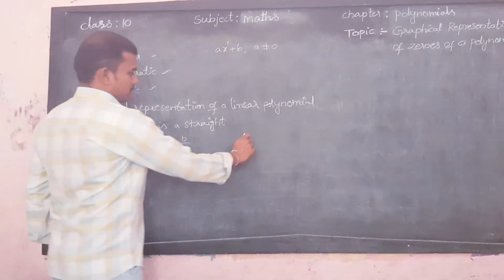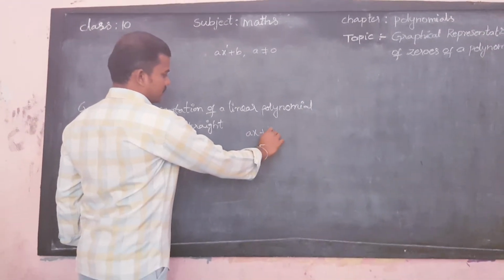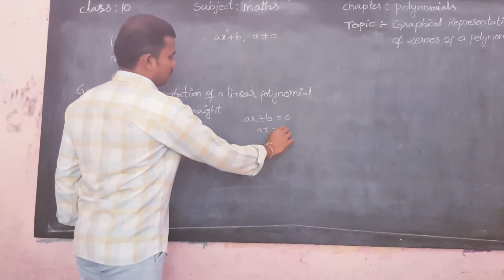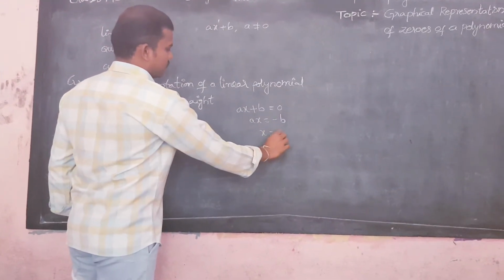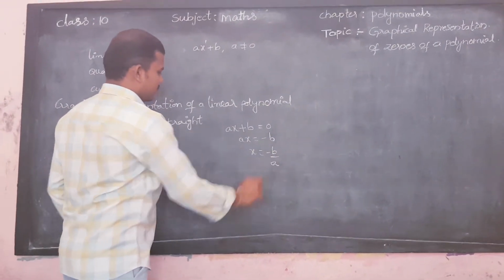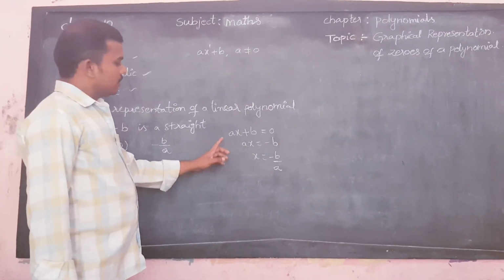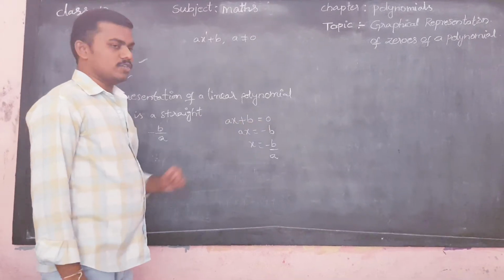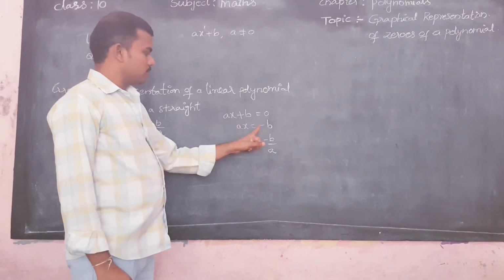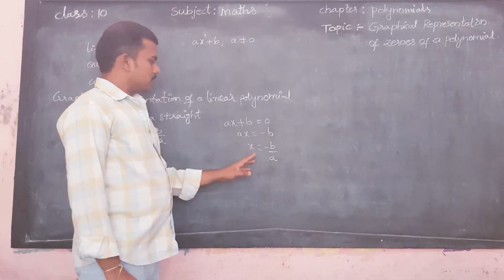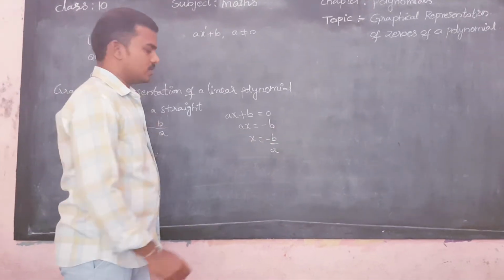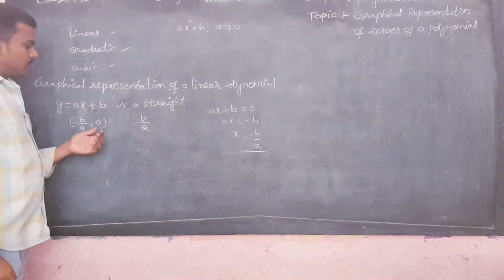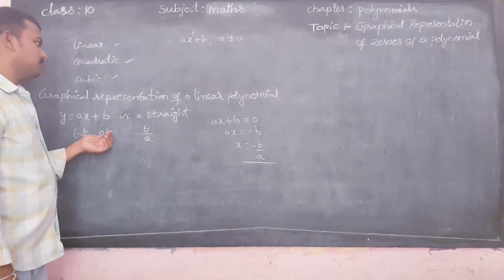So for the linear polynomial, ax plus b is equal to 0, so ax is equal to minus b, and x is equal to minus b by a. This is the zero of the linear polynomial. So the x coordinate is minus b by a and the y coordinate is 0.